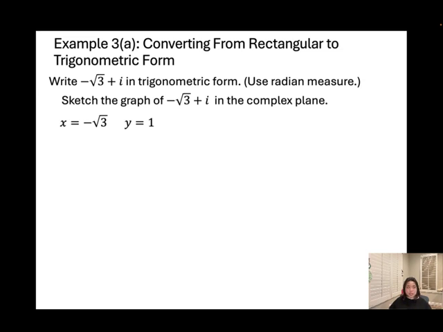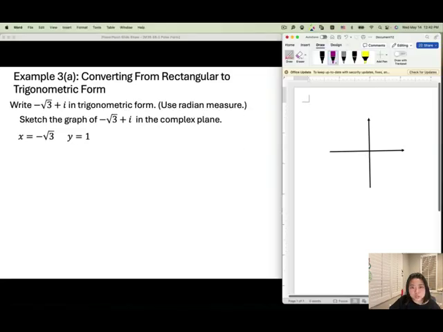Okay, so step 1, try to sketch this complex number. Y equal to 1, x equal to negative square root 3. So that will be in quadrant 2 here. Okay, so x equal to negative square root of 3, and then y equal to 1. So the theta, the argument, should be here. That will be the theta.